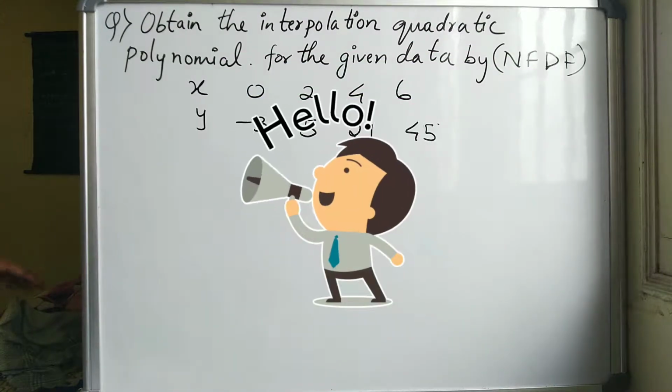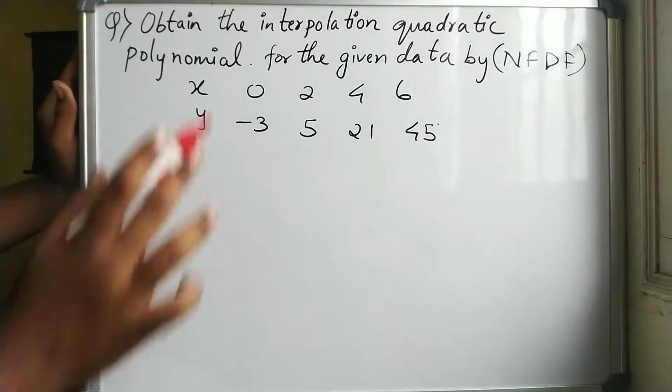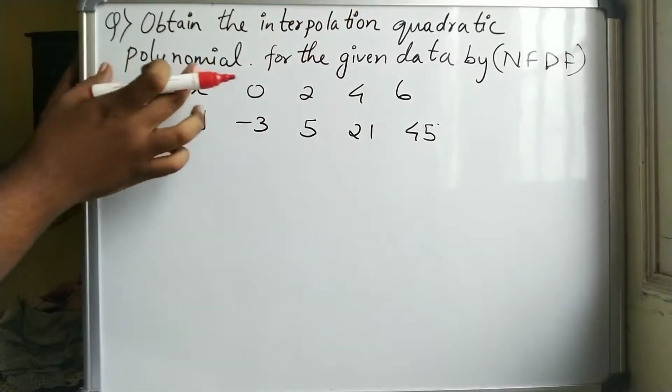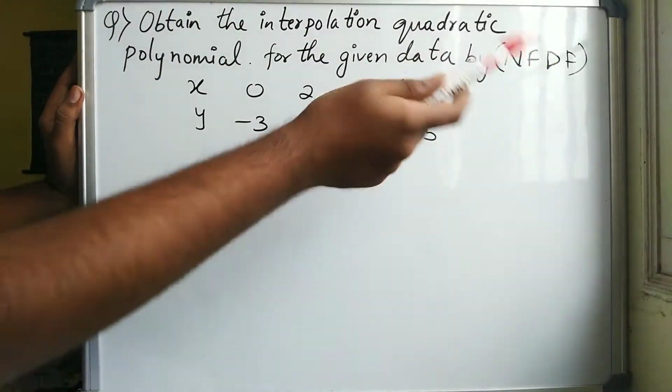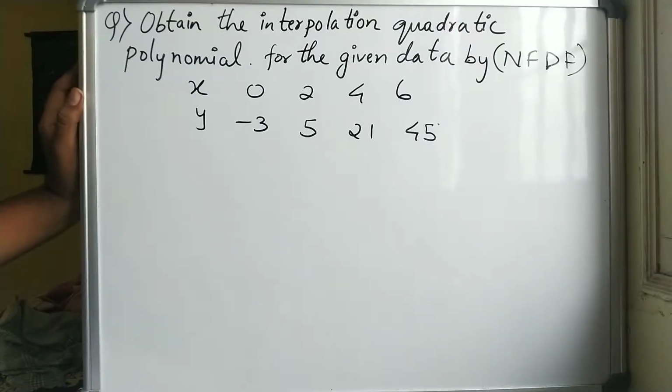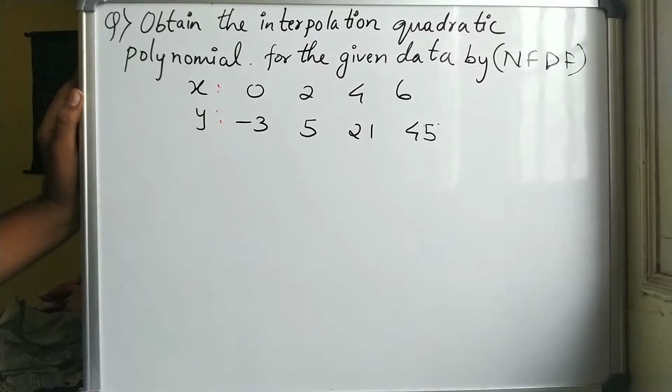Guys, in this video we are going to solve one problem on Newton's forward difference formula. Obtain the interpolation quadratic polynomial for the given data by Newton's forward difference formula. We generally use Newton's forward difference formula for solving almost all the questions. The x values and the corresponding y values are given in the question. Now you have to form a difference table.